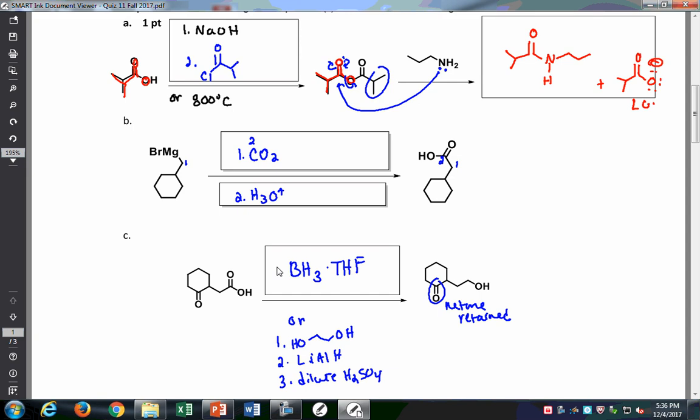But we just went through a quiz where we talked about that. And that route would work as well. Or we protect the ketone and then selectively reduce the carboxylic acid. So either route would work.